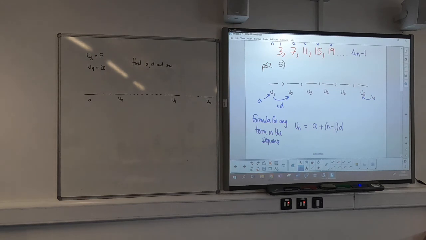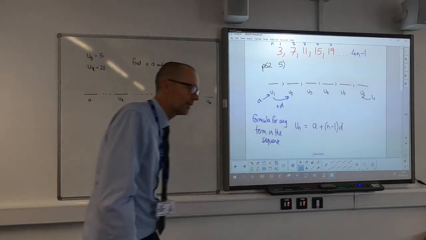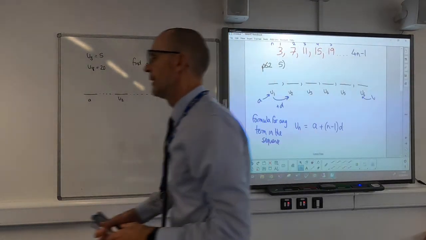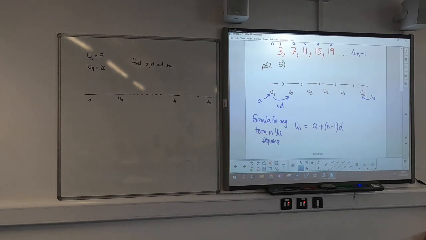So I know that U3, the third term, is, oh, for goodness sake, it's like a railway station. I've got all the windows open.